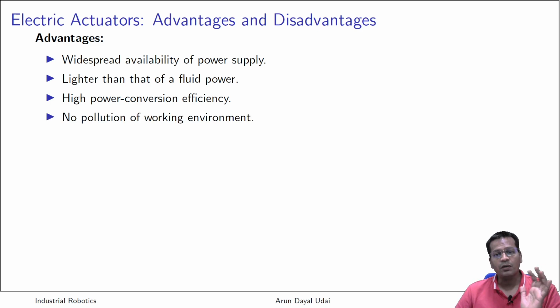No pollution in the working environment. That means even if the electrical actuator has a generator or a thermal power plant situated quite far off, obviously you don't get to see those smokes or that noise in your working environment, right? Where people are working all around, you cannot afford to have that much noise or smoke or any sort of pollution associated with them.